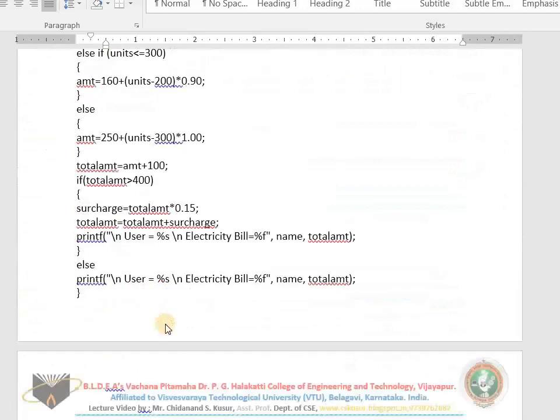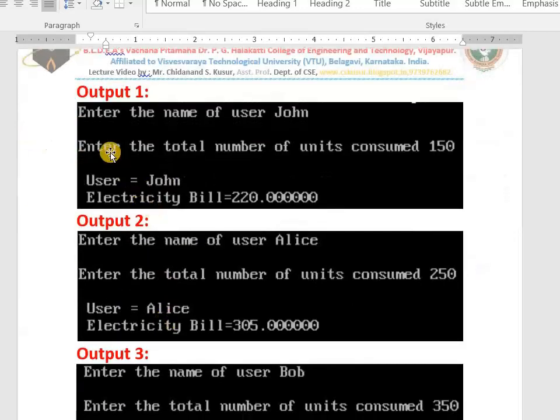Whenever we run the program, we get this message on the screen. Assume that you have developed it and you are running the program. It will ask you, enter the name of user. Here I entered John. Then the program asks, enter the number of units consumed. I entered less than 200 purposely, 150. Username is John. Electricity bill is 200 rupees 20 paise as per the conditions given in the problem. The program has calculated and shown us the result. This is the first expected output.